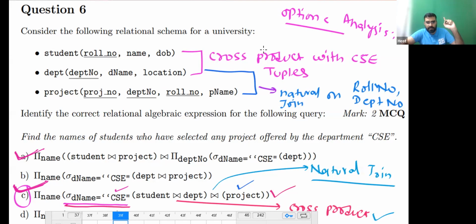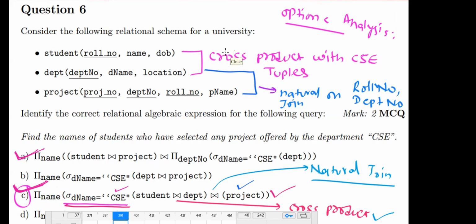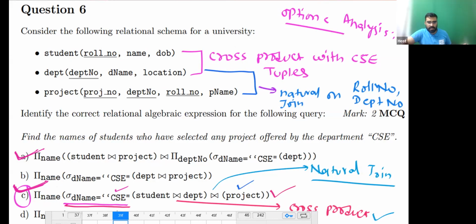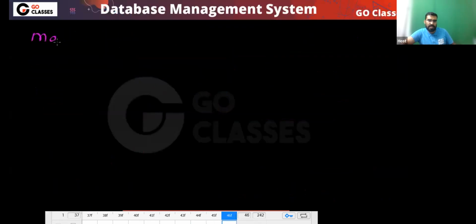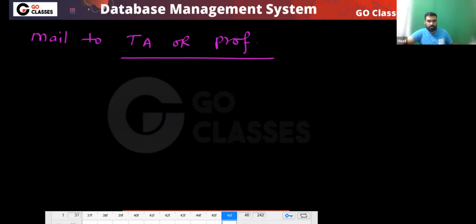So for this question, you can mail them that option C is also correct. Is this clear? Mavit, Yuvraj? Okay, let's go to the next question. But for this, option C is also correct. So option A and option C are both correct. You just check it out and send a mail to the TA or professor about this option C being also correct.